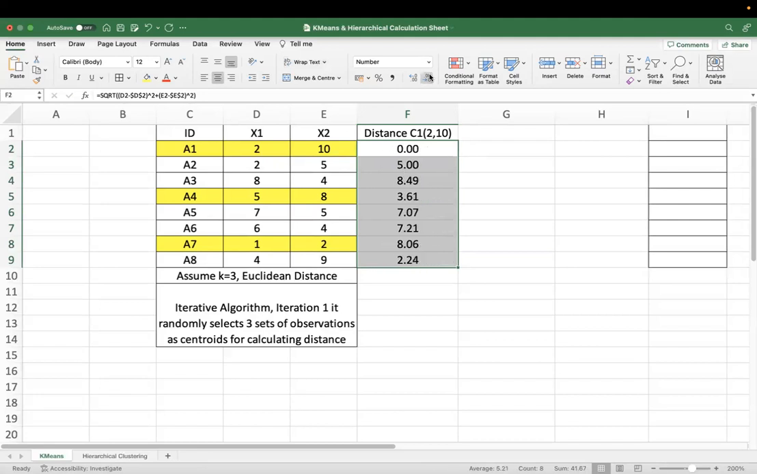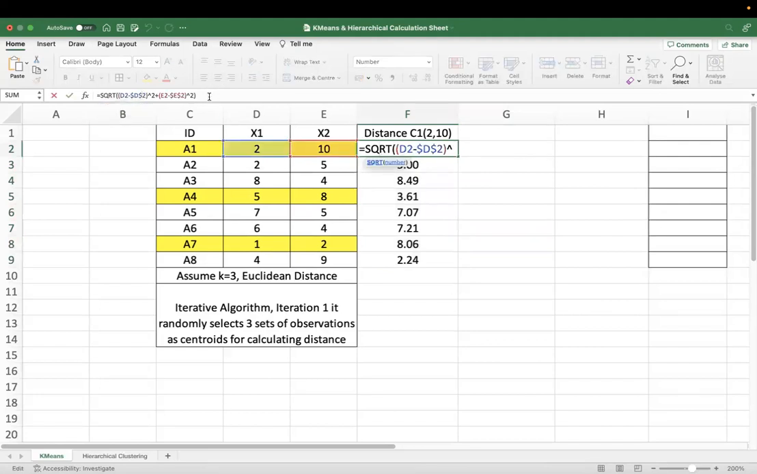Make it 2 decimal. So this is the formula for calculating the distance from the first centroid, which is 2 comma 10. So we are using 2 comma 10 to find the distance from all the observations. Okay.